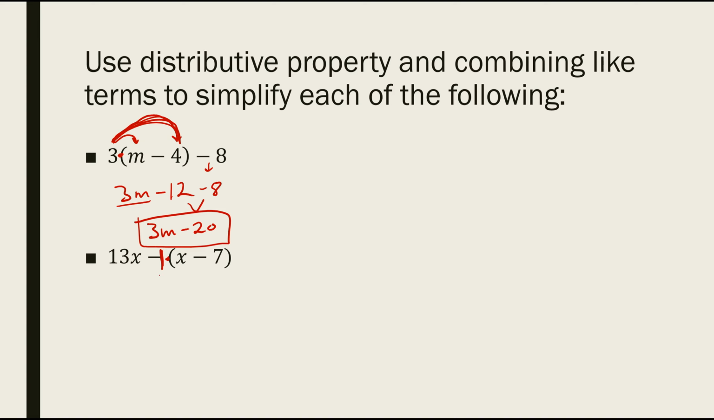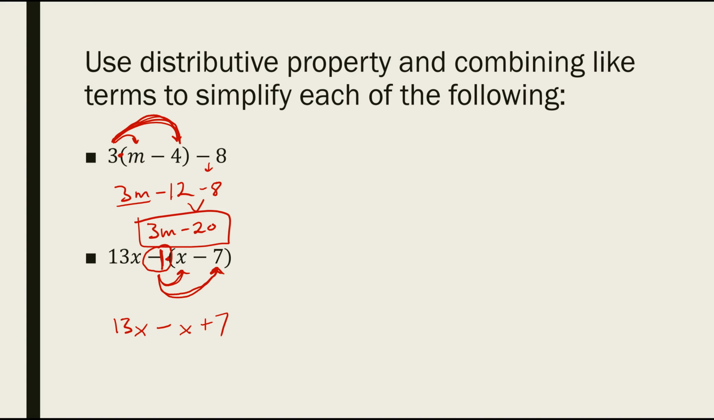Now remember, when I'm distributing this in, I'm not just distributing in 1, I'm distributing in negative 1. Remember, for our terms, we always keep the sign to the left. Even though that looks like a minus 1, I can also treat it as a negative 1. So I'll write the 13x, we haven't used that. Then I'm distributing in negative 1. Negative 1 times x is negative 1x, or just negative x. Negative 1 times negative 7 is positive 7. Negative times negative equals positive.